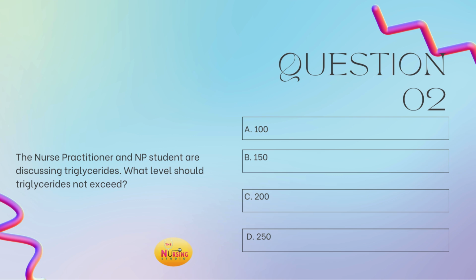So here, stem of the question states, what level should triglycerides not exceed? Again, paying attention to the term not. Remembering triglycerides should not exceed B, 150. If it does, you want to start to initiate therapy. Noting also, we don't want to exceed over 500. We don't want our triglycerides to exceed over 150. If they do, we initiate therapy, right?